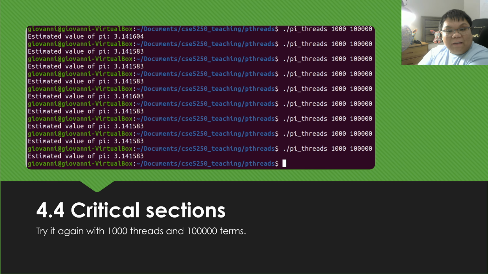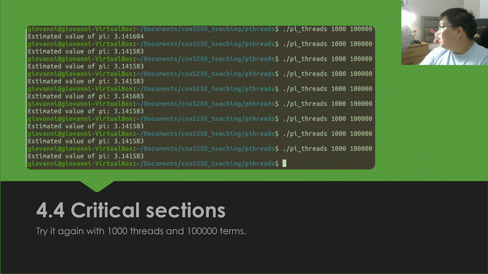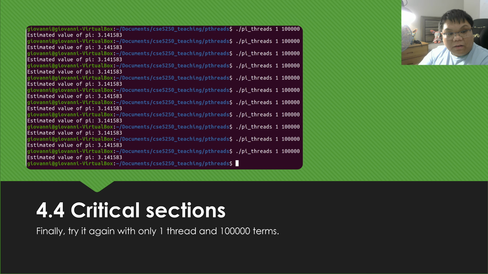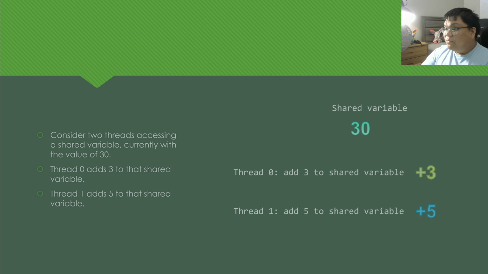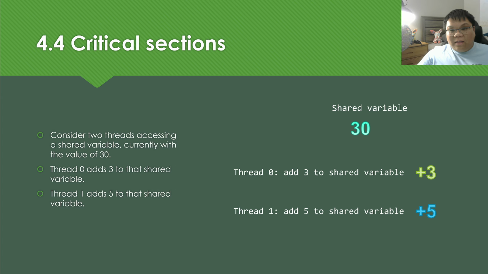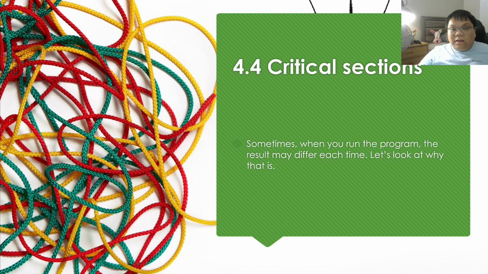It only gets worse if you add more threads. But it appears to be absent when we only have one thread. And that's because we have a critical section. We have a section of code that's being accessed by more than one thread. So here's a simple example of what we have. A critical section is a region of code in which multiple threads are going to try to access something.